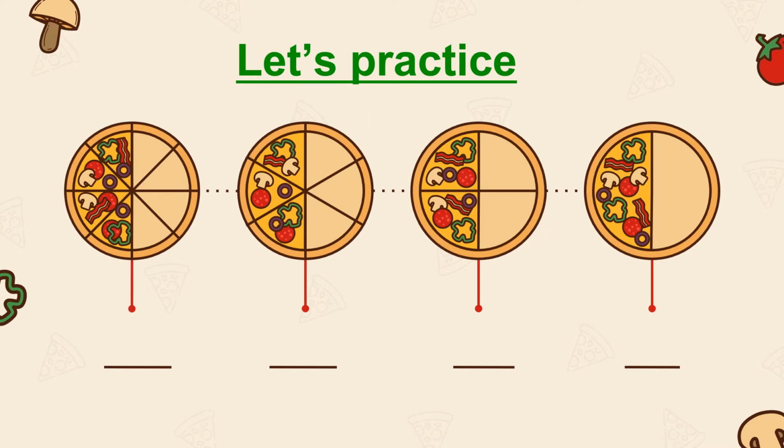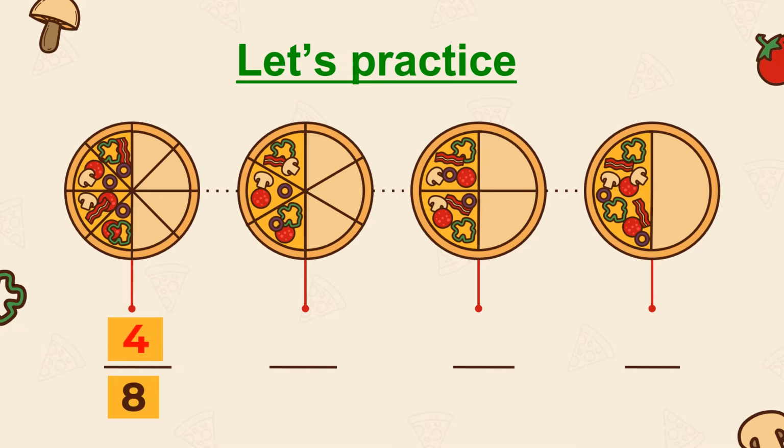Let's practice more. We have here a group of pizzas. We are going to search for the numerator and the denominator. So, in the first one, the total parts. How many total parts? 1, 2, 3, 4, 5, 6, 7, 8. They are 8. How many colored parts? 1, 2, 3, 4. They are 4. So the fraction is 4 over 8.